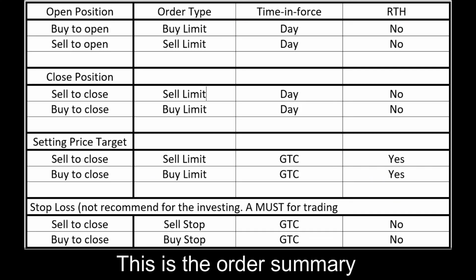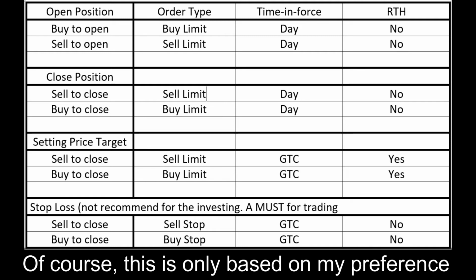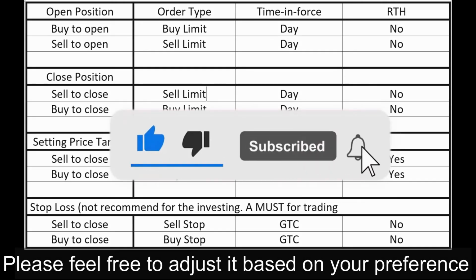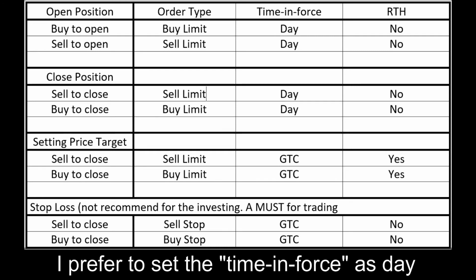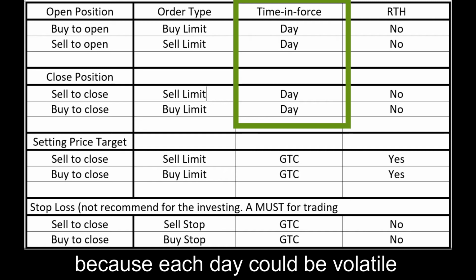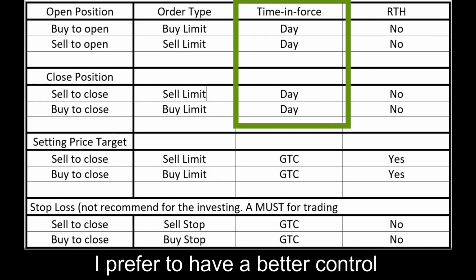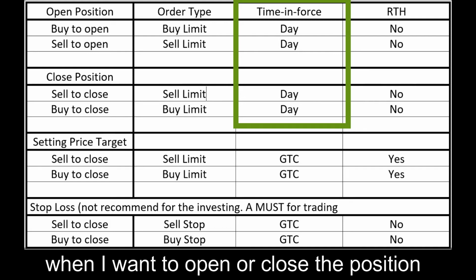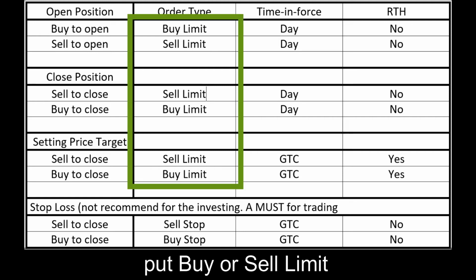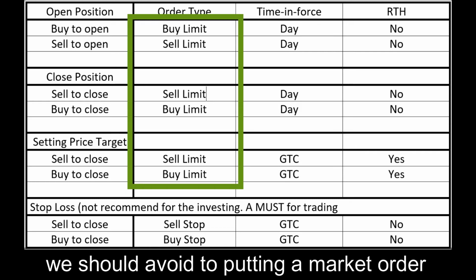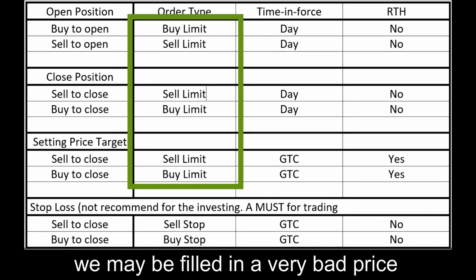This is the order summary of how I place my orders using the Futu platform. Of course, this is only based on my preference. Please feel free to adjust it based on your own preference. In summary, if I want to open or close a position, I prefer to set the time in force to day, because each day it could be volatile. I prefer to have better control when I open or close a position. And when I do, I will always use a buy or sell limit. We should avoid market orders, because if the volume is low or the spread is big, we may be filled at a very bad price.